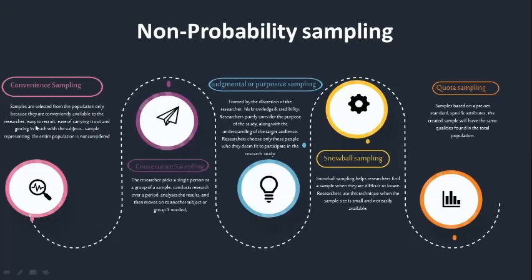What can be the convenience? Like it is written over here, easy to recruit or ease of carrying it out, etc. So it depends upon the researcher, how conveniently he wants to get his subjects, he wants to get his samples.